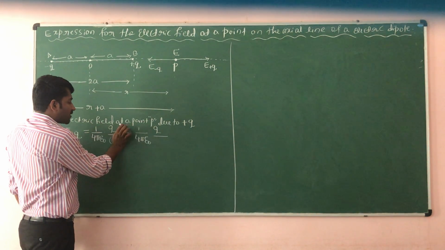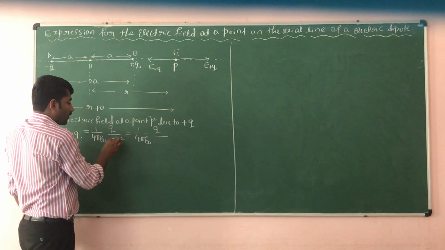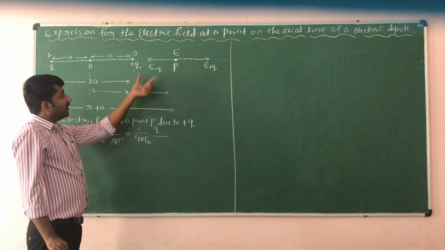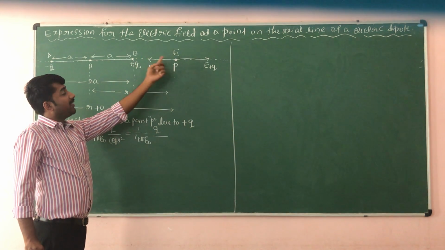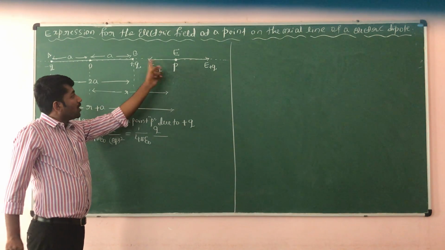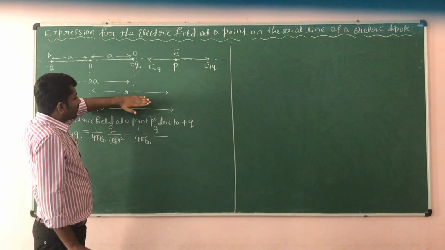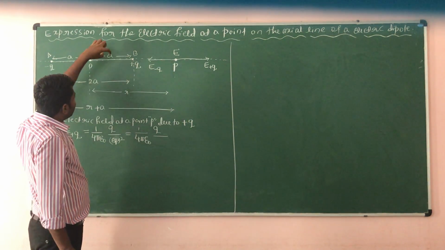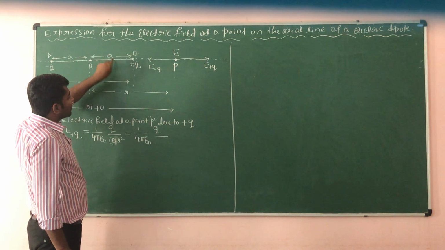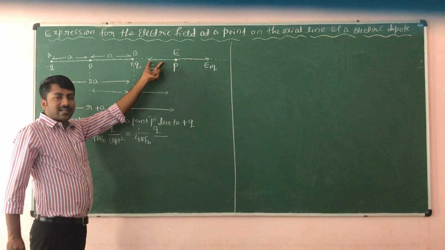Now I will write this formula. What do I write for the distance from O to P? B to P whole square. We need the distance from B to P. How to find the B to P distance? The total distance is R and this distance is A. R minus A gives us the value here.